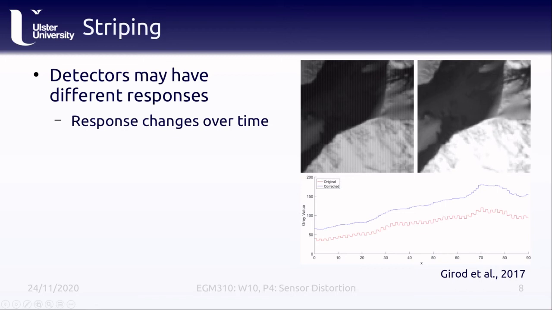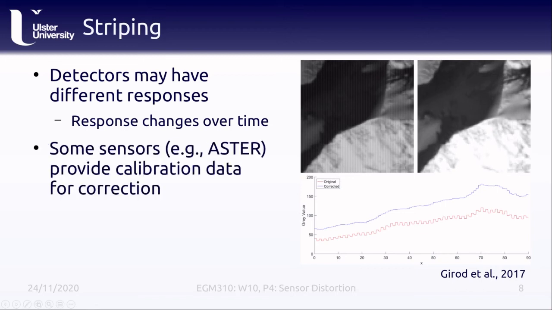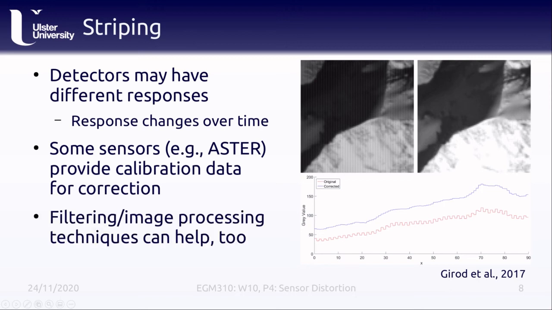way. Some sensors, such as the Advanced Spaceborne Thermal Emission and Reflection Radiometer, or ASTER, provide calibration data that can be used to correct the images. In the examples shown here, you can see stripes in the image that are caused by individual detectors recording different levels of radiation. Using the calibration information provided with the image, we are able to correct this striping. If the sensor does not provide calibration information, we can also use a variety of filtering or image processing techniques to help correct some of these issues, such as the striping shown here.